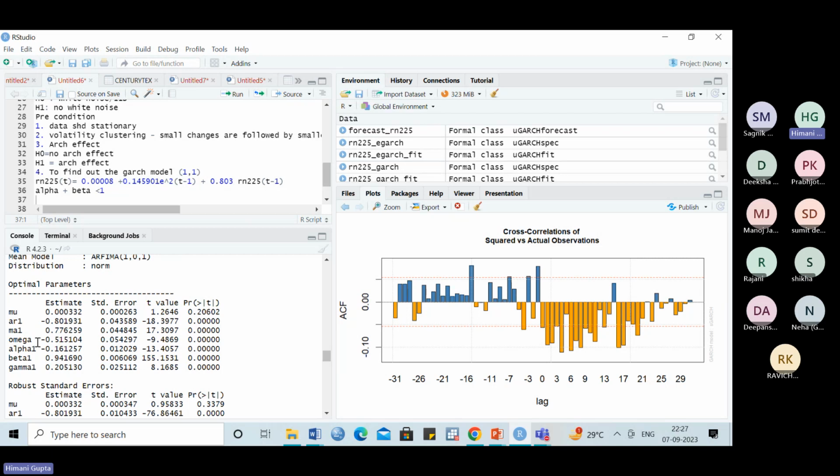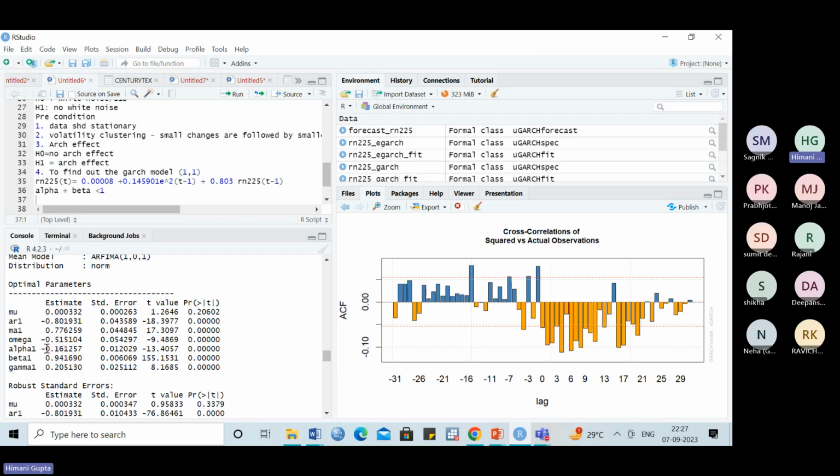Now over here, omega is negative, alpha is negative. Now you don't have to worry whether alpha is negative or positive because we are doing the EGARCH model. It's a log model. So don't worry about that. Now beta is there. Now gamma. Gamma is telling you your leverage effect. And your gamma is positive. That means positive news has more impact than the negative news.